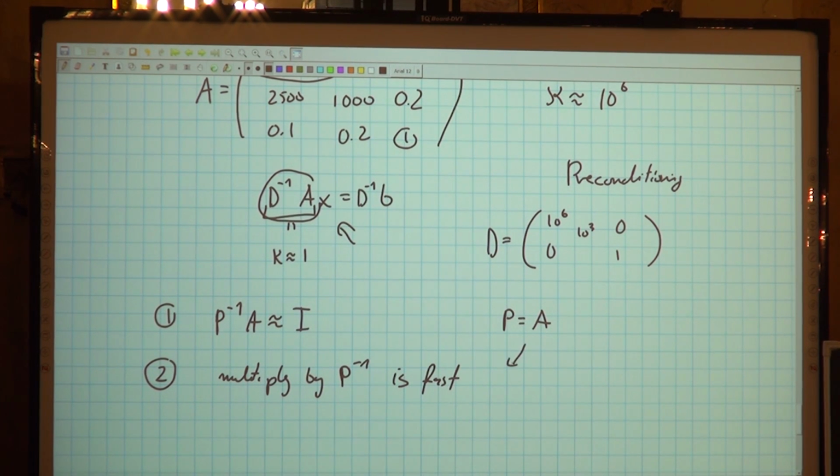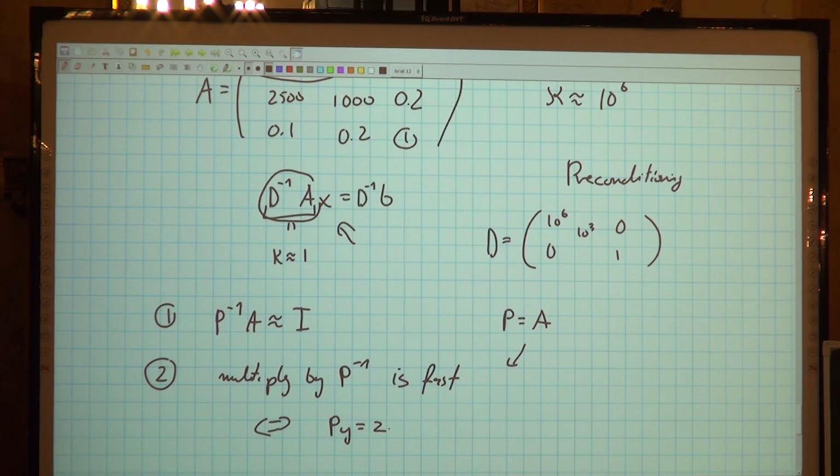But then multiplying by the inverse of it is actually quite expensive. By the way, this is equivalent to solving a linear system in P for some Z. Essentially, if I have a matrix P that I can solve linear systems in very fast, and this P approximates the inverse of A reasonably well, then I'm in business.